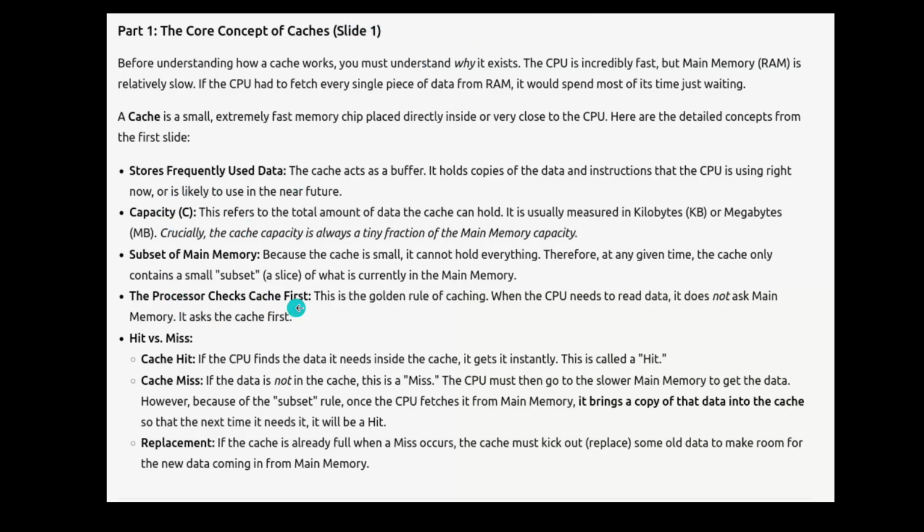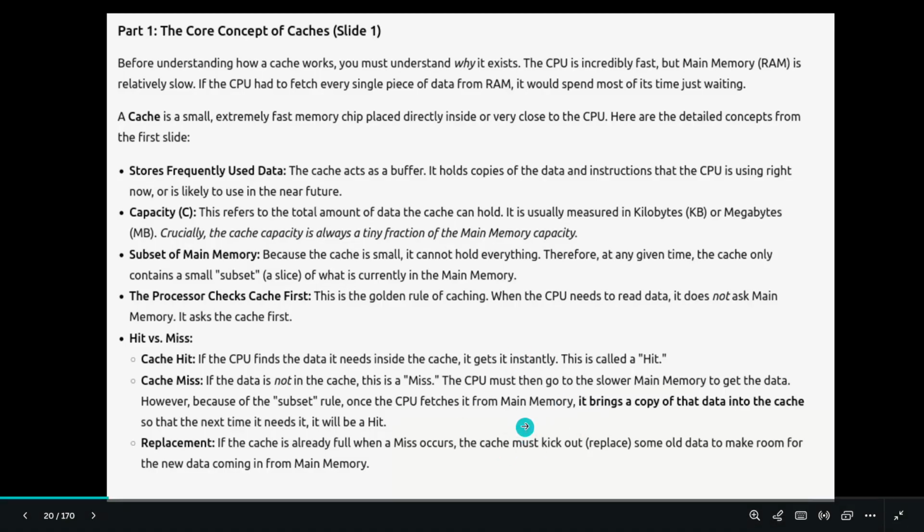The processor checks the cache first. That we already know. First the processor checks the cache, and it is either a cache hit or a cache miss. If it is a cache miss, the CPU must go to the slower main memory to get the data. However, because of the subset model, once the CPU fetches the data from memory on a miss, it also brings a copy of that data into the cache, so the next time it is needed it will be a hit.